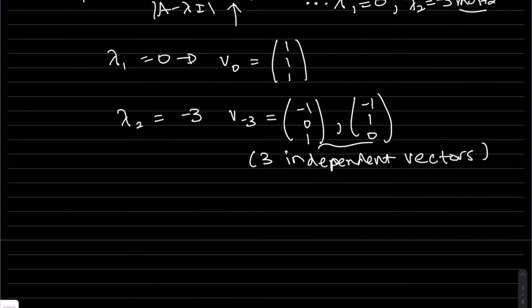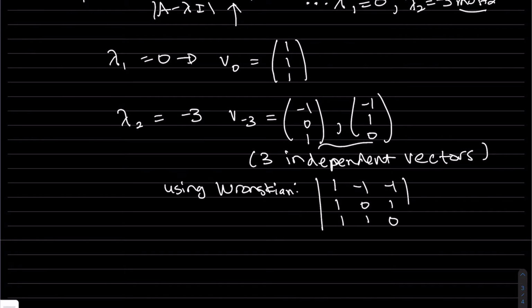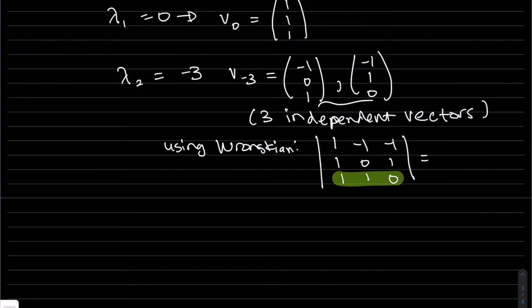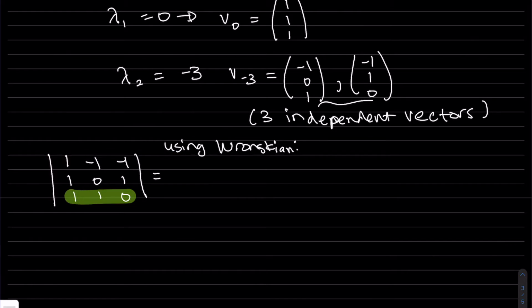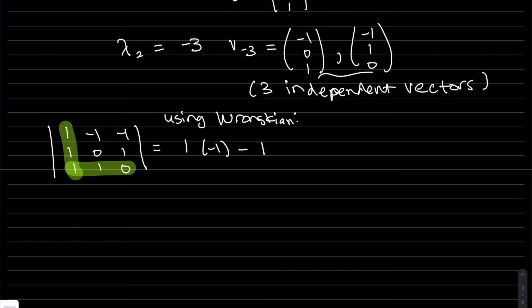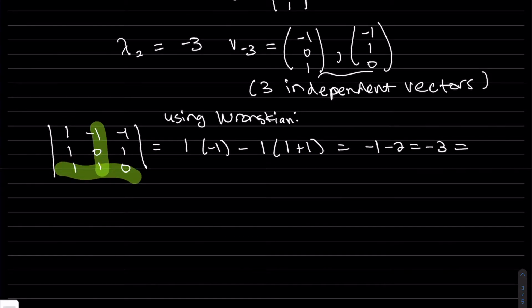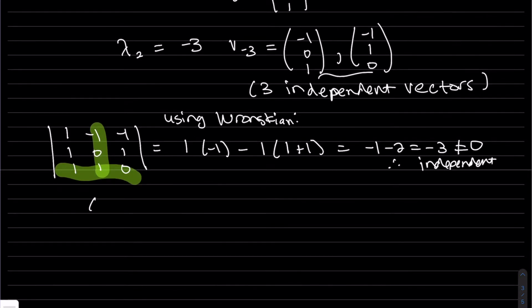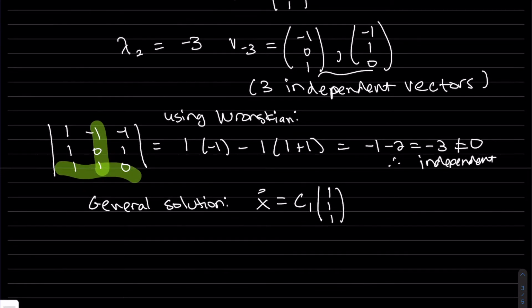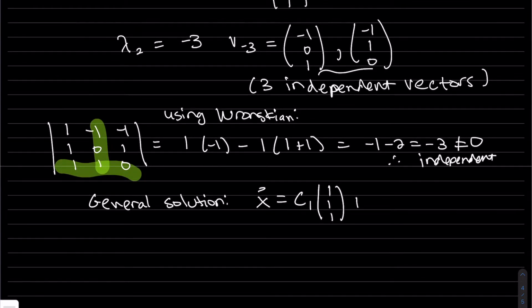And if you want to double check it using the Wronskian, use this. Actually, it doesn't matter. I'll use this one. So this, it's 1. That's not 0, so therefore it's independent. So our general solution, and that's e to the 0, which is just 1.